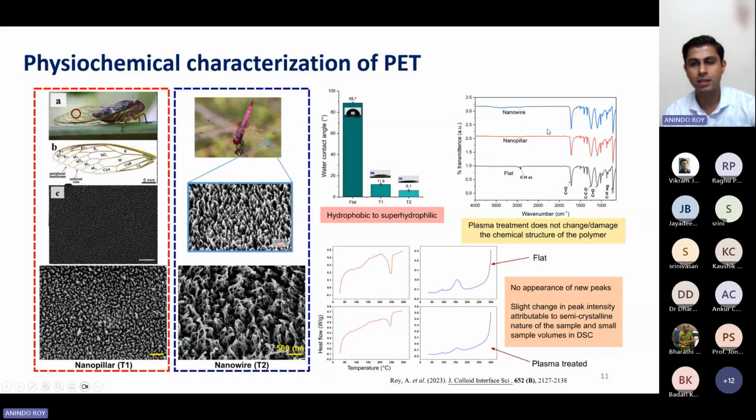So these are the physiochemical characterizations. As you can see, because these were generated through plasma treatment, this renders them super hydrophilic. And apart from that, there is not much change in the bulk of the substrate because plasma treatment is a surface treatment, so it does not affect the bulk.